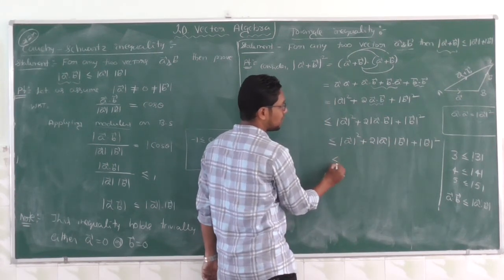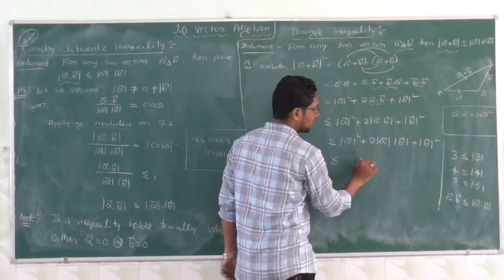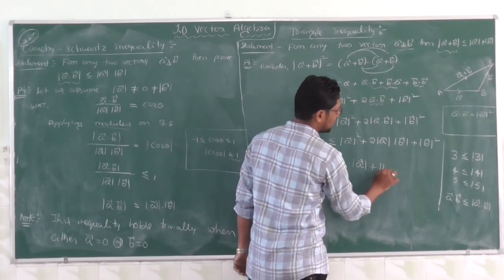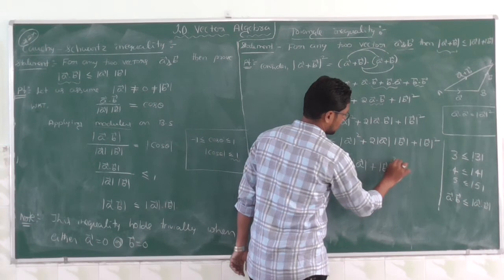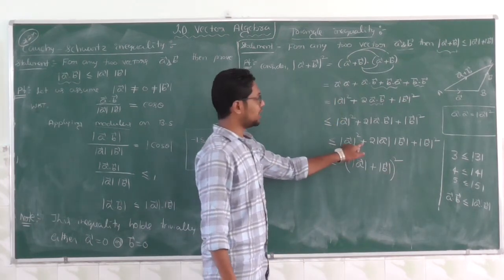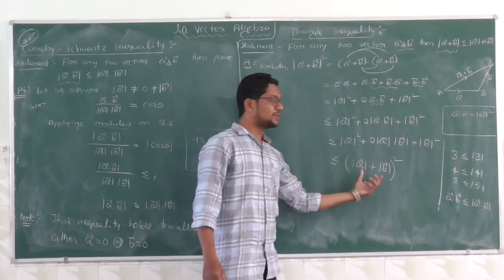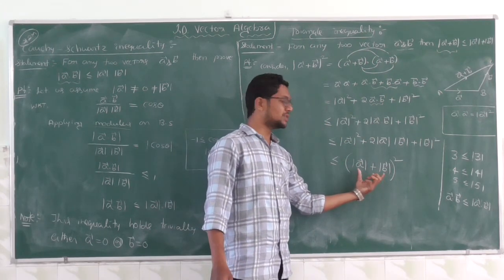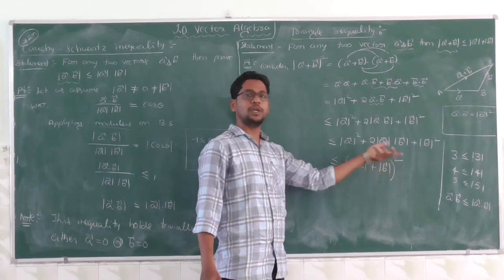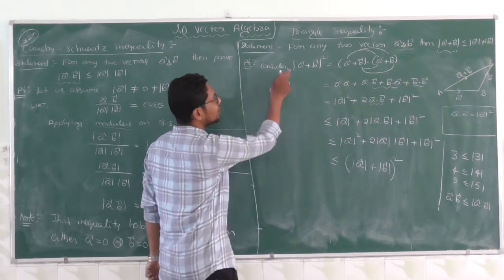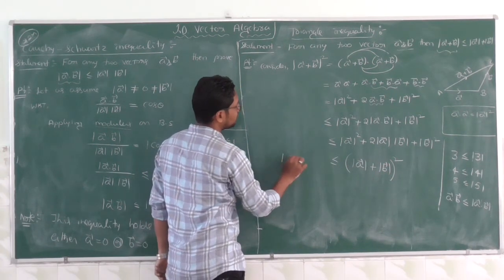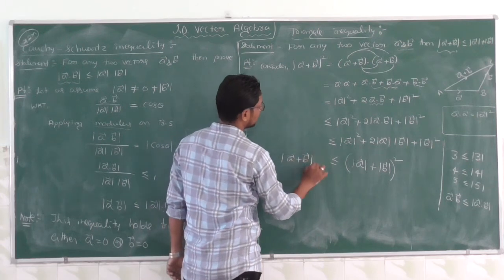You just apply the formula. (a plus b) whole square, magnitude a plus magnitude b whole square. It is in the form of a square plus 2ab plus b square. By using the (a plus b) whole square formula, this is also written as (magnitude a plus magnitude b) whole square. In the left hand side, what we have? Magnitude of a plus b square.